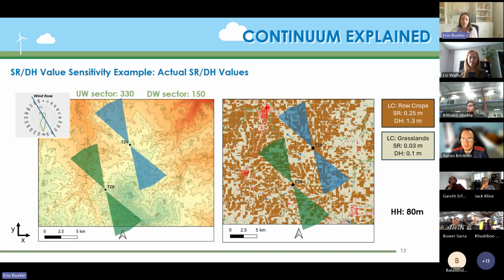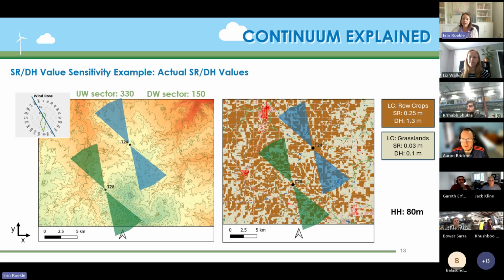We're looking in the upwind sector of 330. So that means the downwind sector is going to be 150. On the left-hand side, that's our elevation data. Again, you can see it's pretty flat. There's not a whole lot of variation going on in this project area.